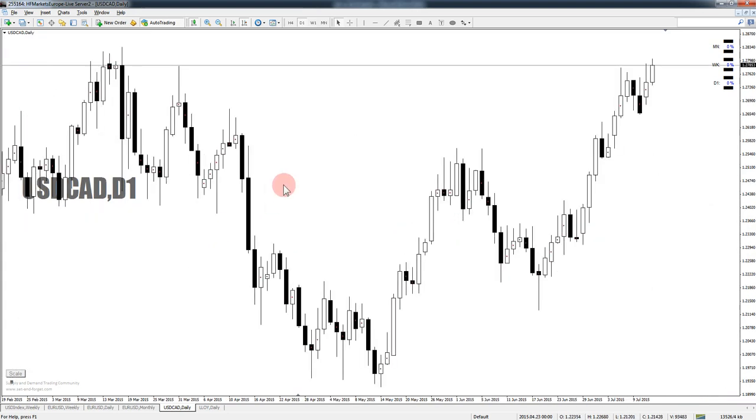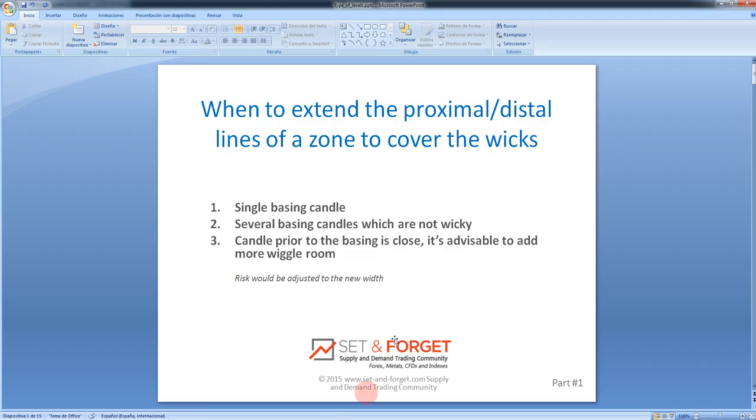Let me try to locate another example here. That one, that one. Well, it's okay. I believe that's pretty clear. Otherwise, I will extend the video too much, and this is supposed to be a short five-minute video. Hopefully you understand when, and under which scenarios, we can tweak a little bit the drawing of the proximal and distal lines of potential imbalances. Thanks a lot.